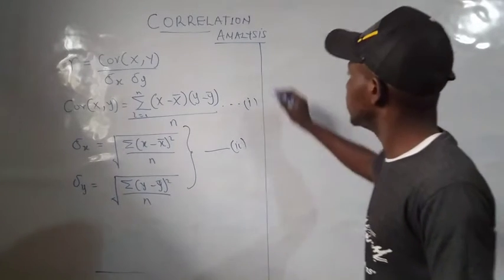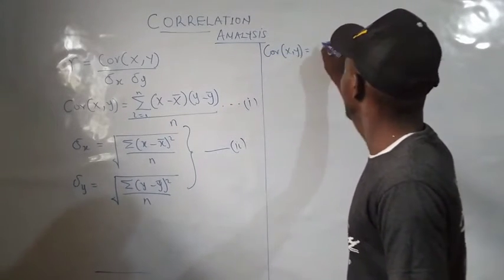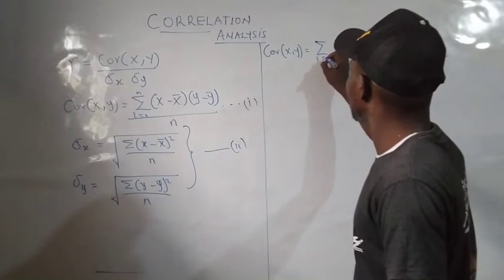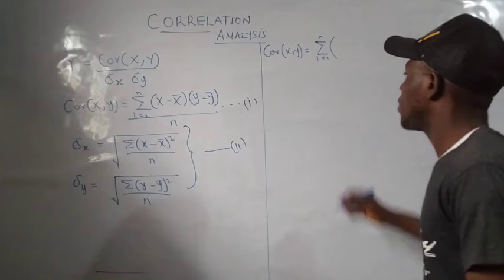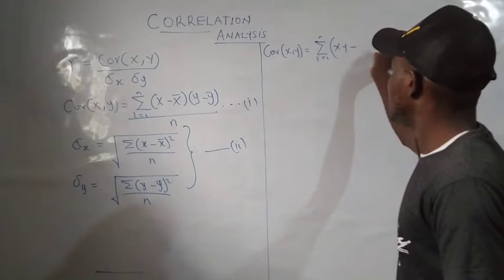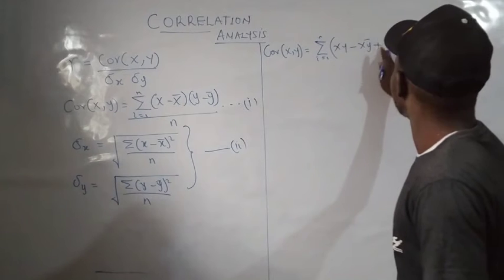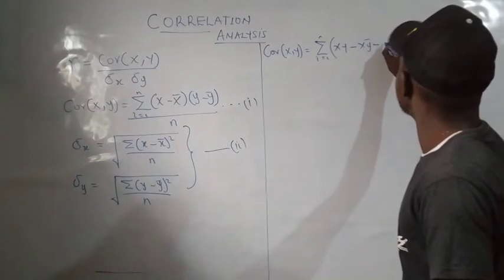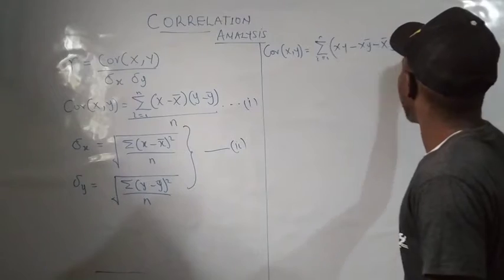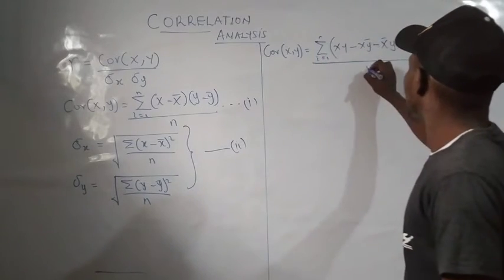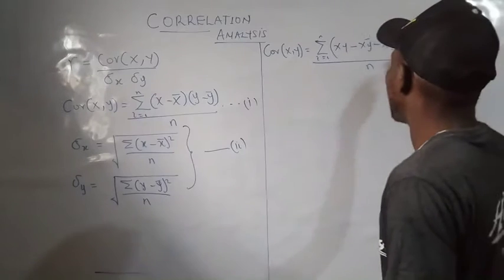So from equation 1, we have the covariance of x comma y equals the summation of i ranging from 1 to n of, then try to do your normal expansion, where you have it to be xy minus x y bar, still minus x bar y, then plus x bar y bar, all over capital N. This is what we add here.